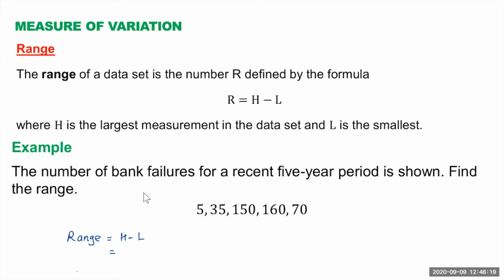The highest value in this data set, if you look at it, is 160, and the lowest value is 5. So your range will be, let me write here, range is equal to 160 minus 5, which is 155. So the range is 155. So this is how we calculate the range.